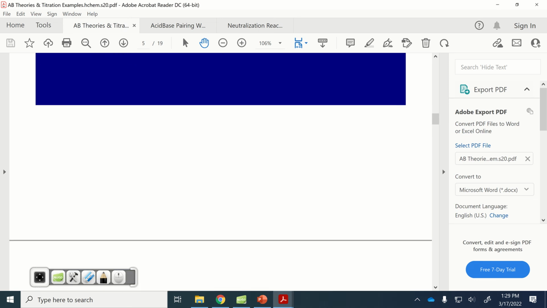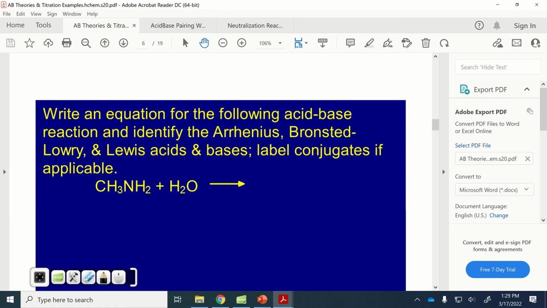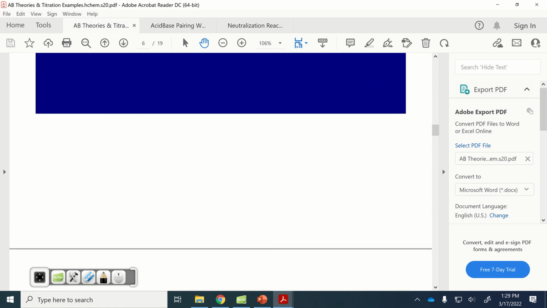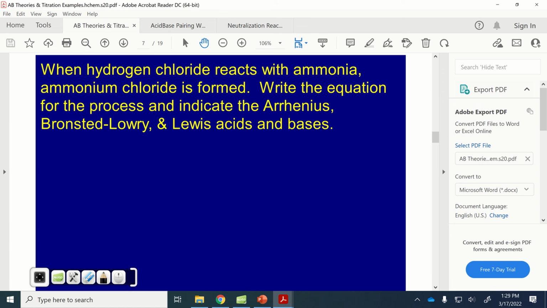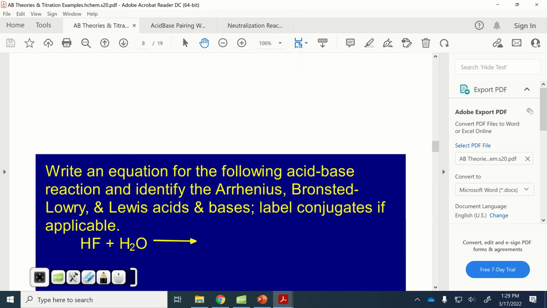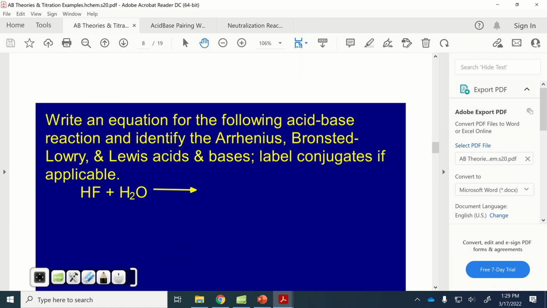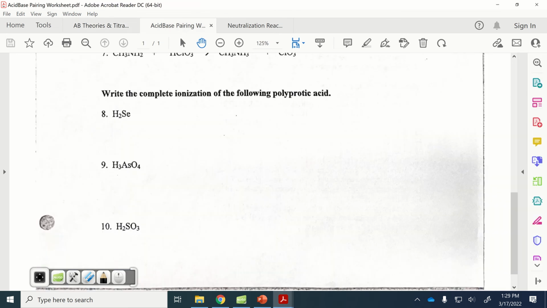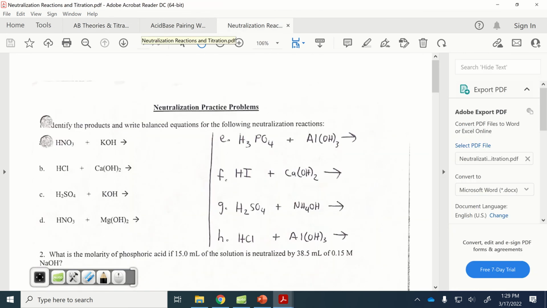Okay. Let's see if I can find one more neutralization to do here. Nope, that would be another conjugate acid base one. I don't want that one either, sorry. I might have to go to something else. Yeah, let's just go to this. There we go. Let's just look at a couple of these so you can see them. So I'm going to do ones where we actually have to balance it out.